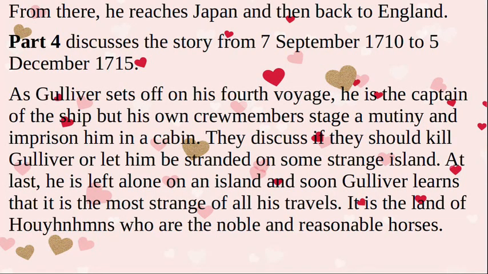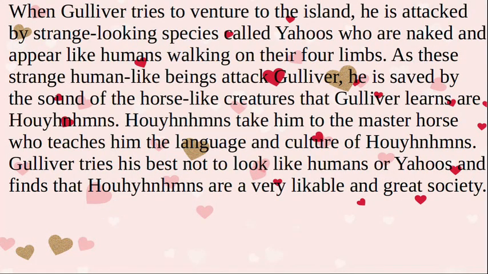At last, he is left alone on an island, and soon Gulliver learns that it is the strangest of all his travels. It is the land of Houyhnhnms, who are noble and reasonable horses. When Gulliver tries to venture into the island, he is attacked by a strange-looking species called Yahoos, who are naked and appear like humans walking on their four limbs.